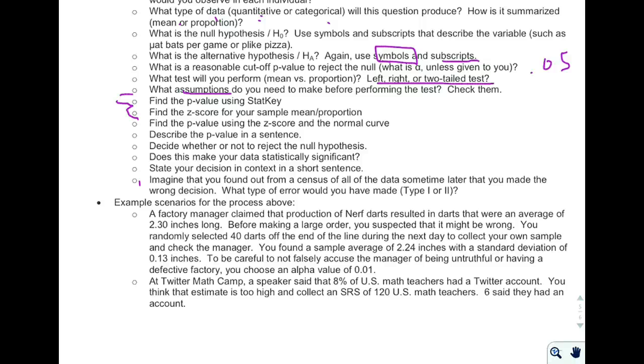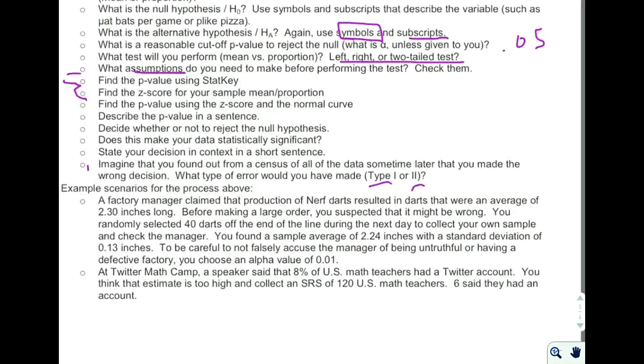And then finally, imagine what you found later on. You actually found the true answer. Could you determine if you made a type 1 or type 2 error? When you reject, you could have made type 1. When you failed to reject, you could have made type 2. So let's go through these scenarios quickly.